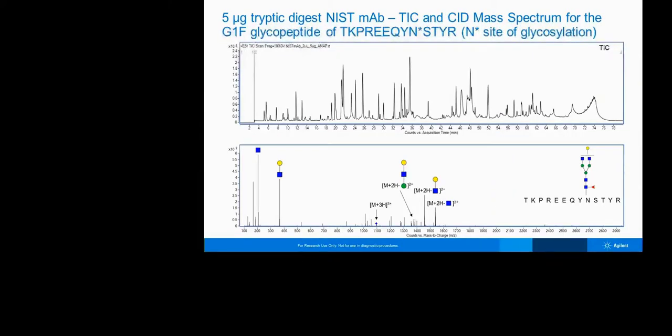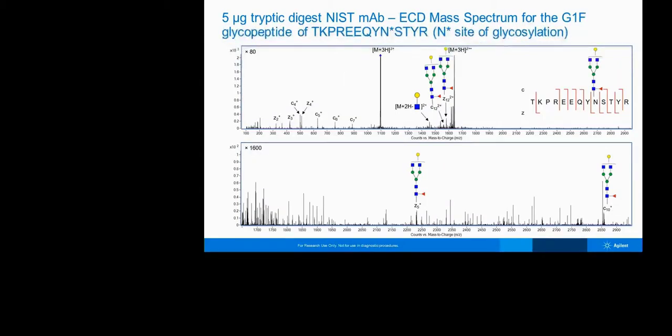We look at another example, the G1F glycopeptide, for the following glycopeptide shown here. We have our TIC on the top of the NISTmAb tryptic digest, as well as the corresponding CID MS/MS spectrum. And again, the CID MS/MS spectrum shows mainly cleavage of the sugar moieties off the glycan structure attached to the peptide. We really don't see much information in regards to the peptide backbone cleavages. Now, if we perform the same analysis with ECD, we see a lot of extensive information regarding the peptide backbone cleavage with the C-Z ion assignments, as well as site localization of the glycan moiety within the peptide backbone.